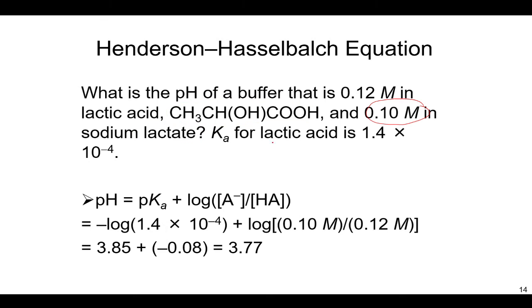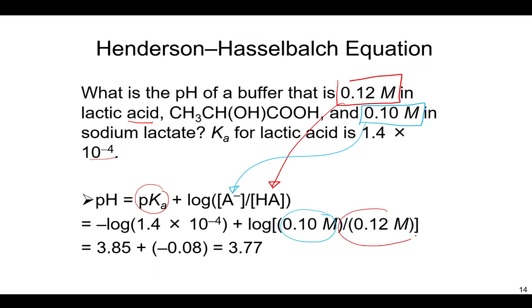And here you're given the Ka for lactic acid. So all you do here, pH is pKa plus log of base over acid. You put in the Ka value, take the negative log of it to get your pKa, and then it's plus log of the base. So just make sure you're identifying here acid 0.12, right? So that's my acid that goes in the denominator. The base here, sodium lactate 0.10, goes in my numerator, and that's why I have 0.10 over 0.12.